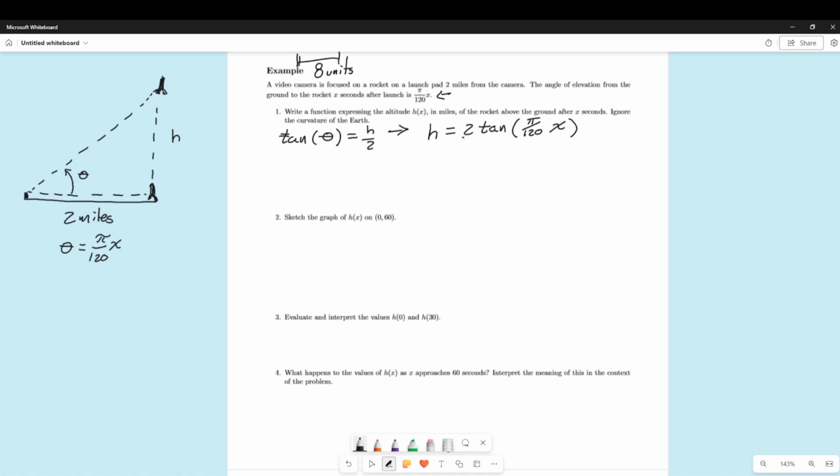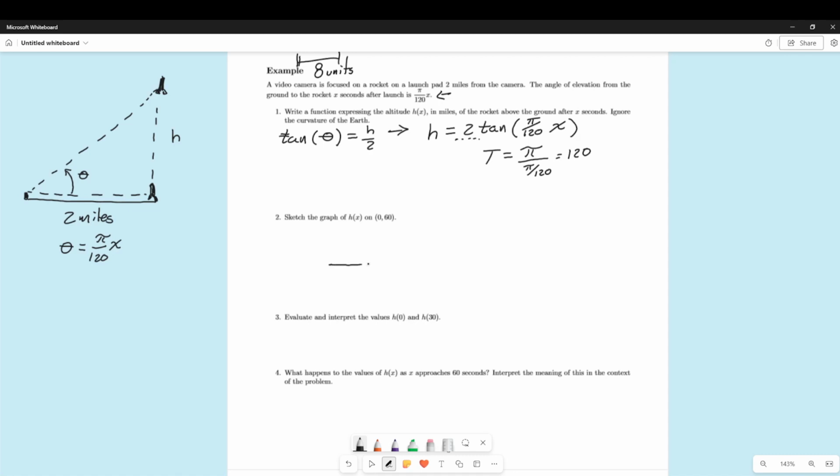So, you know, we do have an amplitude of 2. I'm not so concerned about amplitudes right now. But we have a period here that is our natural period. And again, our natural period for tangent is pi, divided by this compression factor, pi over 120. So the pi's cancel, multiplied by your reciprocal, 120. So that's our period.